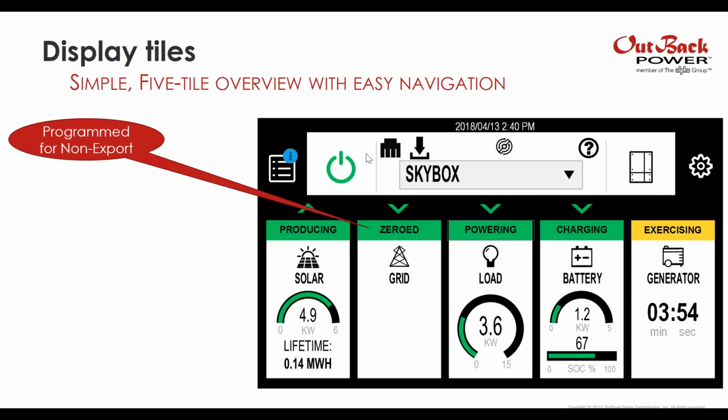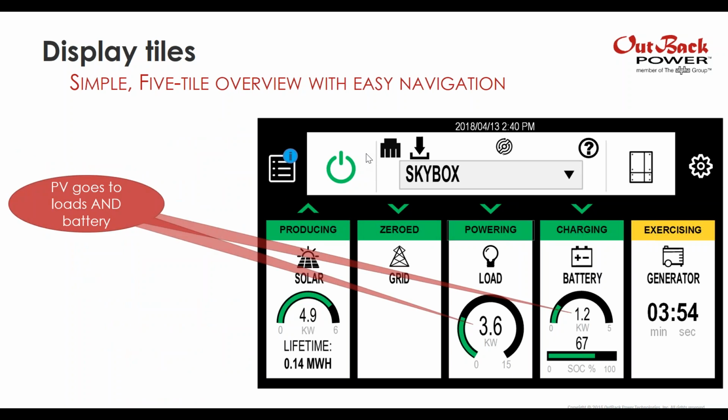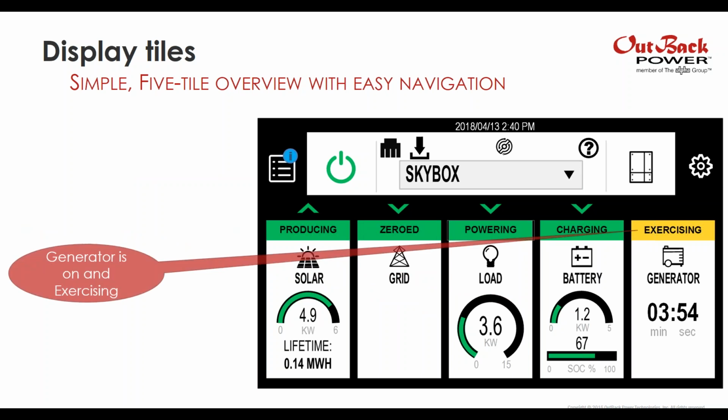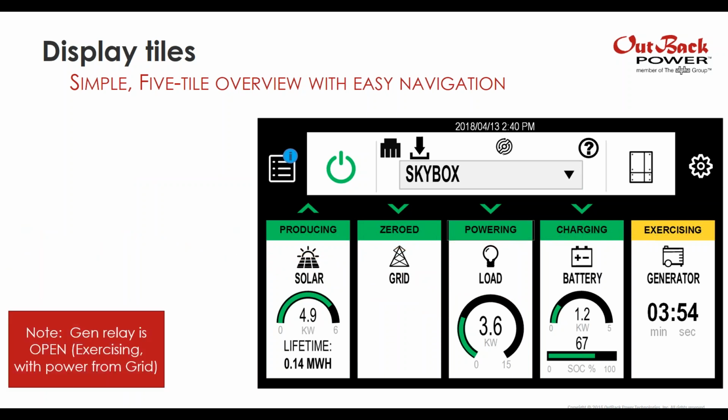In this particular example, SkyBox has been programmed for non-export. PV is serving loads and batteries simultaneously. The generator is on, and that's exercised. So it's a scheduled thing just to make sure that the generator is working. And so in that case, the grid relay inside SkyBox is open because it's exercising and because there's grid power available.